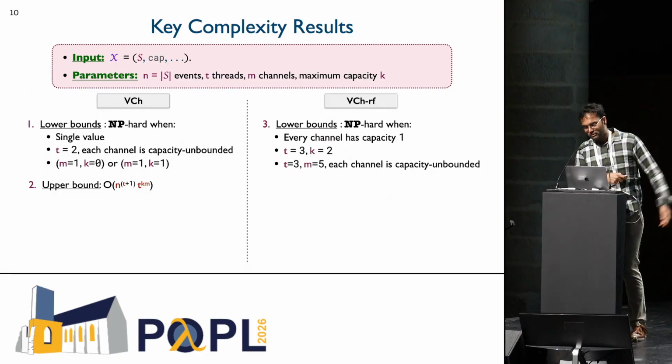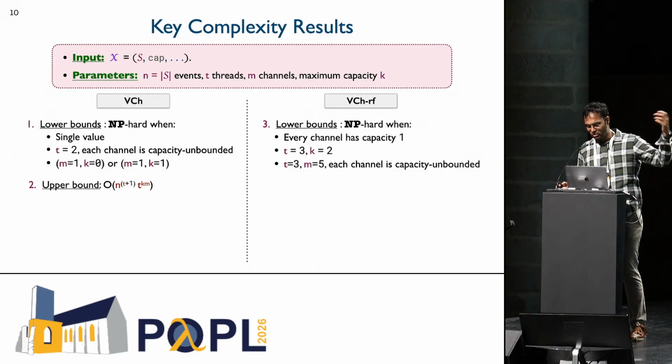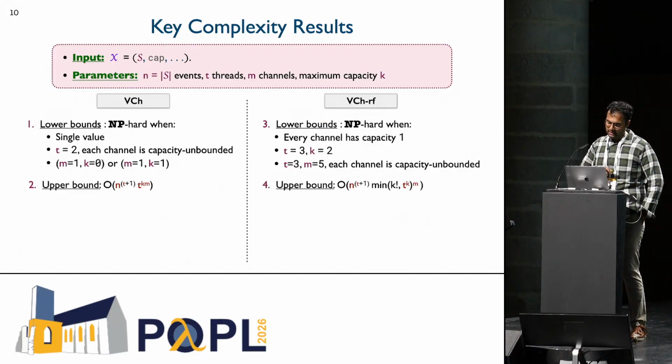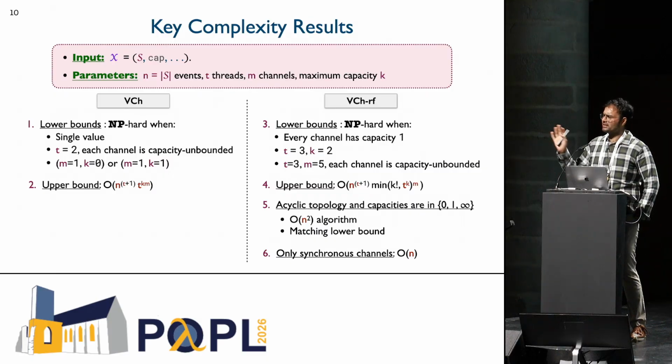For the dual problem of read-from consistency, unsurprisingly, we also have NP-hardness, and the intractability continues to hold in pretty degenerate cases as well. Some of these are surprising if you think about the shared memory version of this problem. On the other end, we have upper bounds, which are slightly better than the harder problem of VCH without the reads-from. We also look at other interesting cases which we think do arise in practice: one is acyclic topology, and the other is the case where every channel is synchronous.